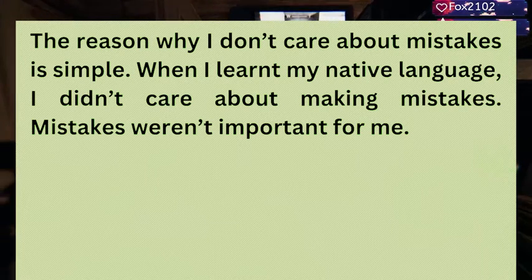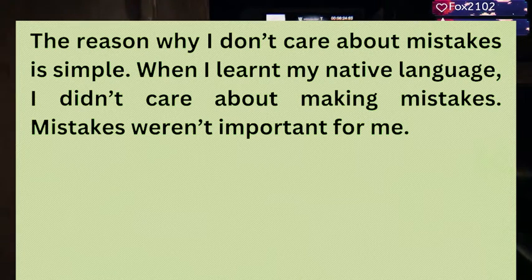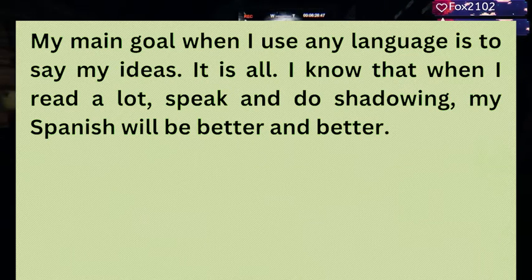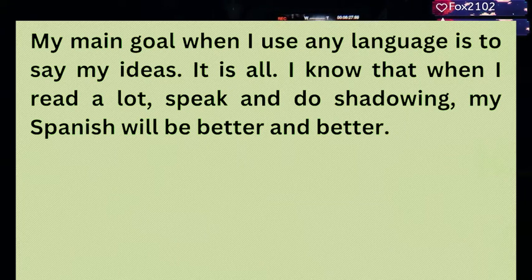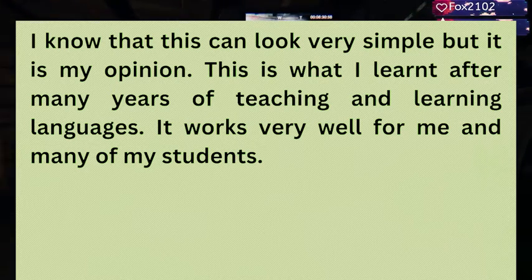When I learnt my native language, I didn't care about making mistakes. Mistakes weren't important for me. My main goal when I use any language is to say my ideas. It is all. I know that when I read a lot, speak, and do shadowing, my Spanish will be better and better. I know that this can look very simple, but it is my opinion. This is what I learnt after many years of teaching and learning languages. It works very well for me and many of my students.